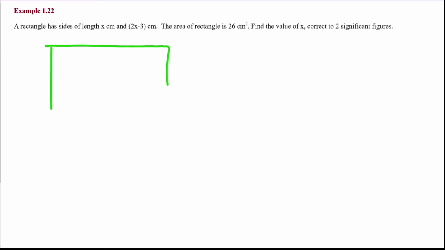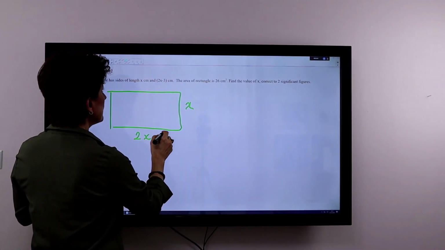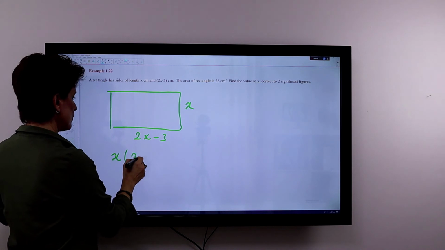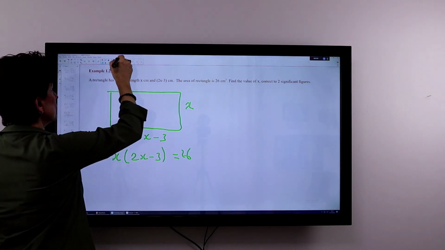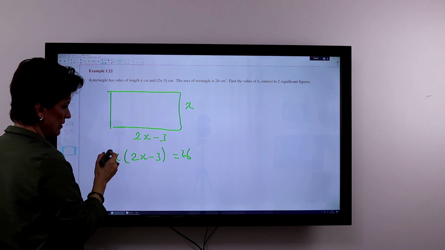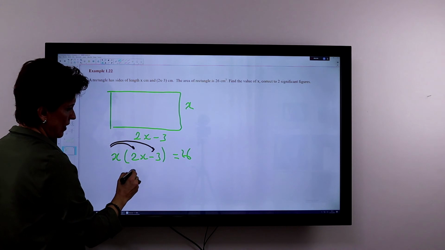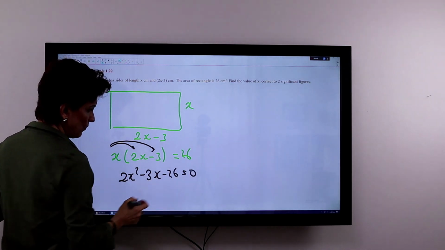Okay, two significant figures. Dear students, if we sketch a rectangle, here is x, and here is 2x - 3. What is the area? It is x times (2x - 3) equals 26. What we can do next, obviously, is expand the brackets, right? 2x² - 3x - 26 is 0.